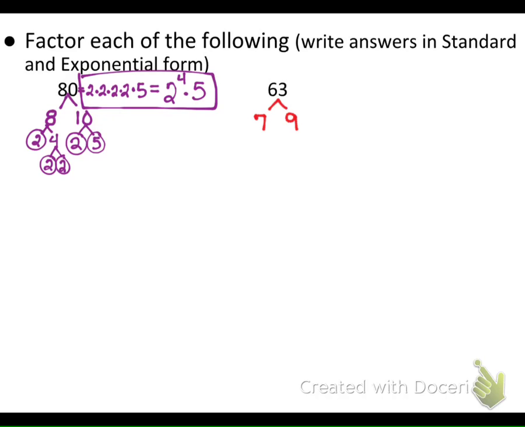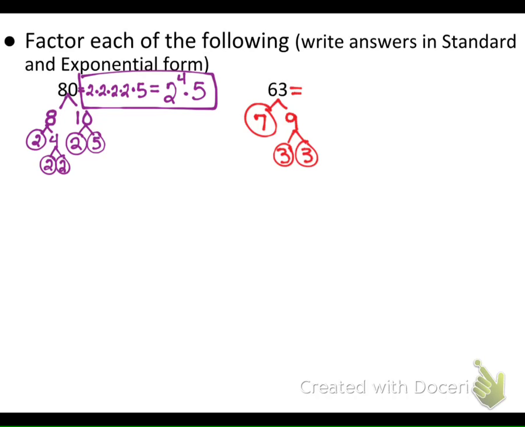You're stuck. That's okay. What kind of number is 7, you guys? How do we know it's prime? It only has 2 factors, 1 and 7 itself. Because it's prime, we're going to circle it. Now, can you factor 9? Yeah, what times what? 3 and 3. Now, what kind of number is 3? So we're going to circle those as well.